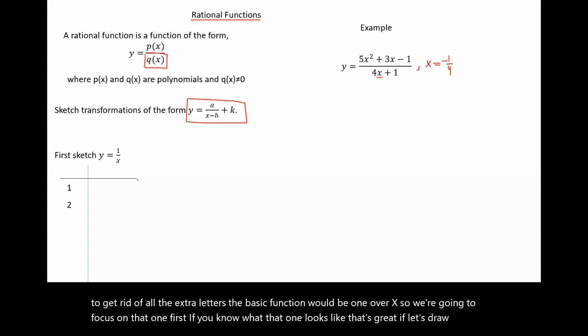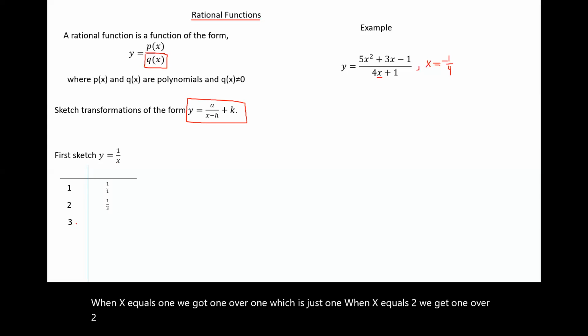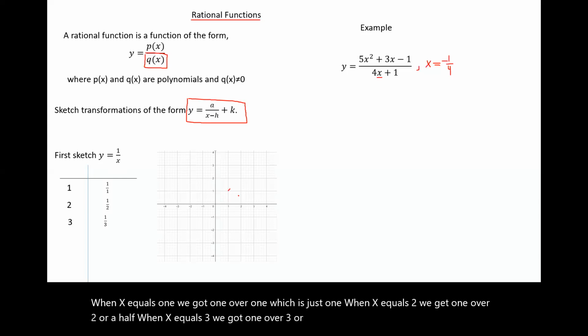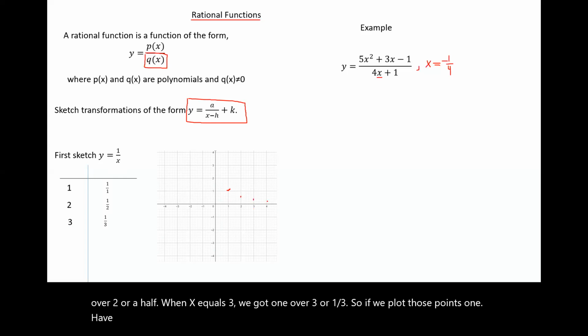Let's pick some points. When x equals 1, we get 1 over 1, which is just 1. When x equals 2, we get 1 over 2, or a half. When x equals 3, we get 1 over 3, or a third. So if we plot those points, 1, a half, a third, I think you can see what's happening. At 4 would be a quarter, at 5 would be a fifth.